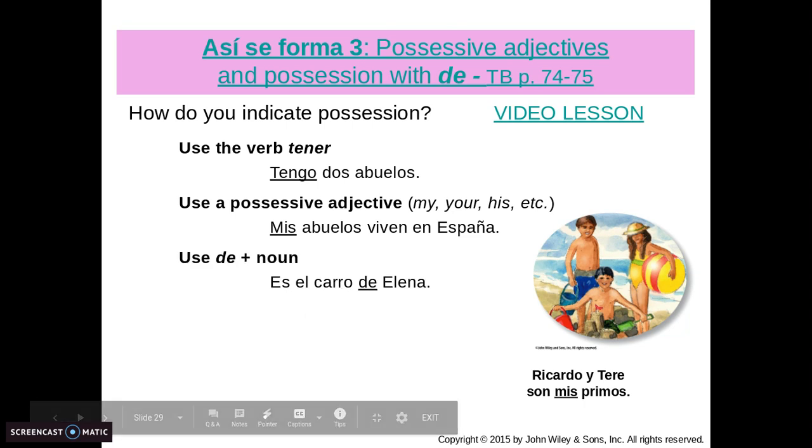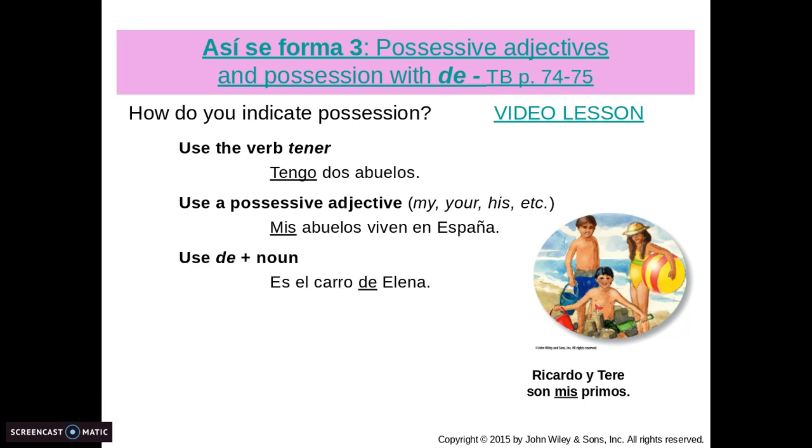Another way of indicating possession is by using the preposición de. La preposición de. We're using the preposition de. De means of or from, as you probably learned in other lessons. But in this case, we're basically saying of.